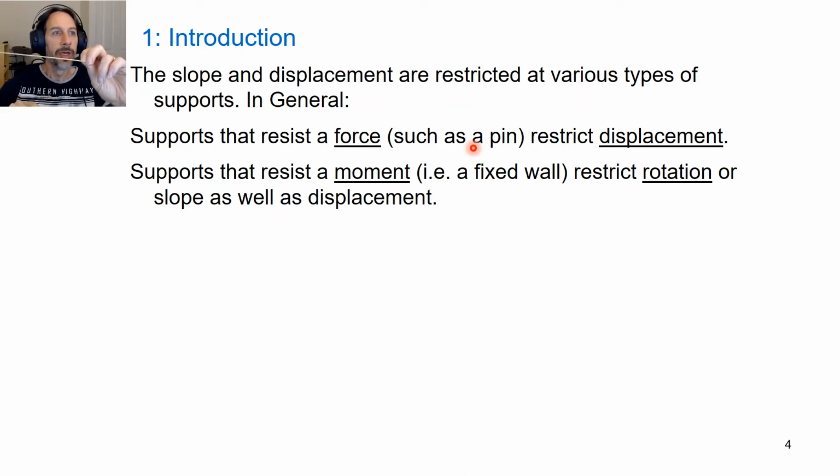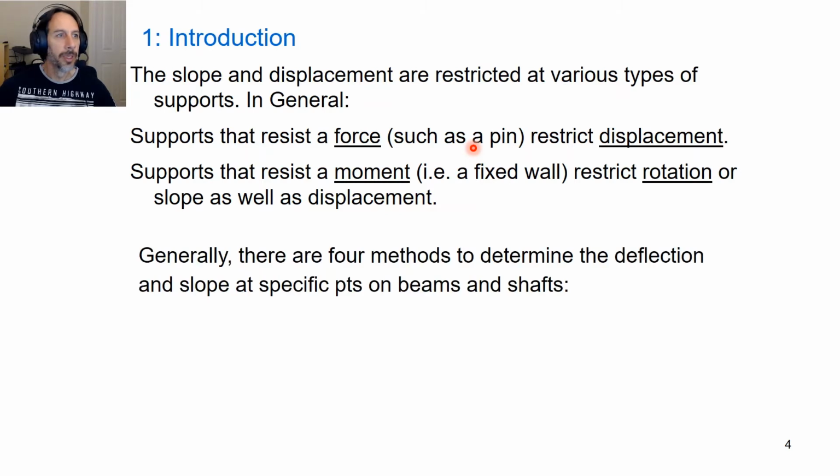Okay, whereas a support that resists a moment, so if I hold it like this and apply a load here, then that support is resisting a moment, okay, and that is restricting the rotation here. Okay, so where it starts off as flat, I apply the load and it stays horizontal at that support. So that should be just a revision from earlier work.